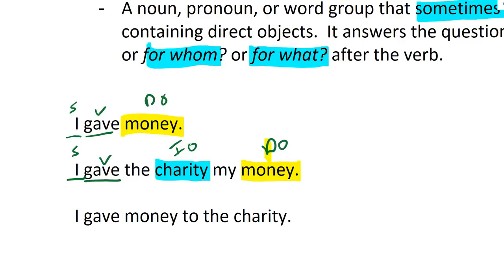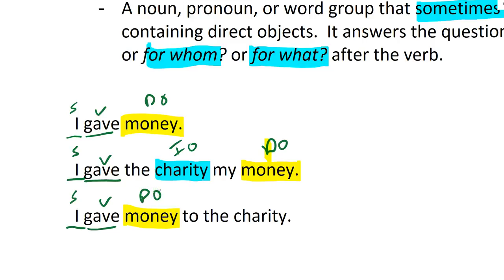I gave what? I gave money. I gave it to whom? I gave it to the charity. Now be careful here. You might be thinking this next one has the same exact situation. One thing at a time. Subject is I. Verb is gave. I gave money to the charity. Well, for the third time in a row, money is your direct object.